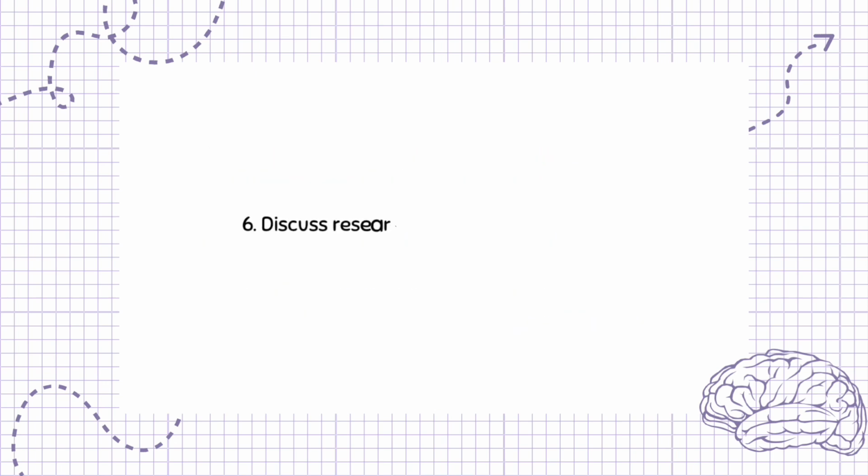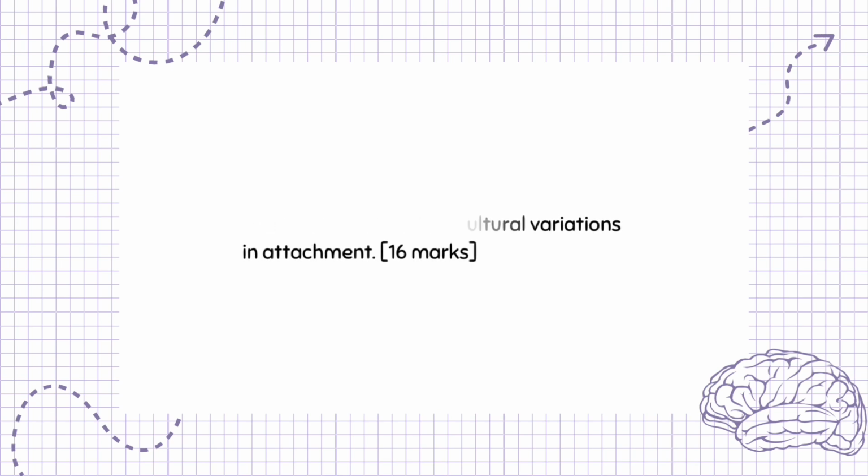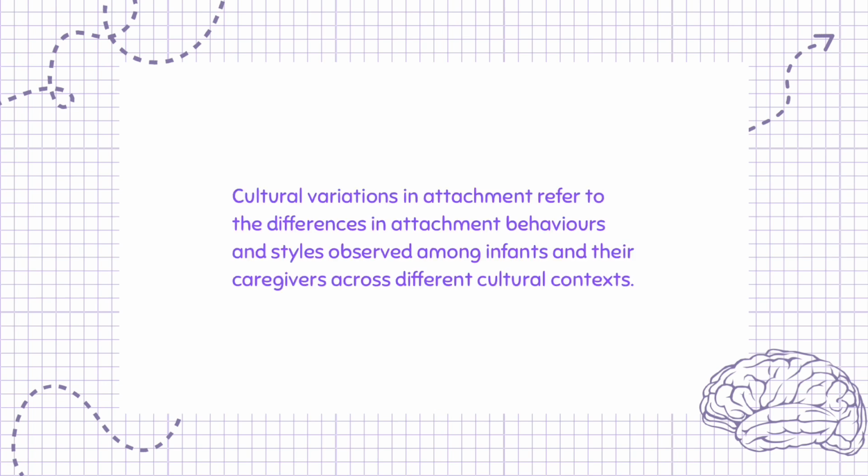Question 6. Discuss research into cultural variations in attachment. 16 marks. Cultural variations in attachment refer to the differences in attachment behaviors and styles observed among infants and their caregivers across different cultural contexts.